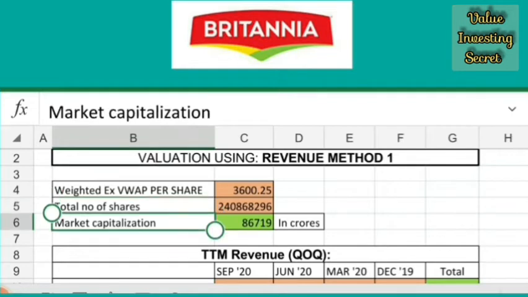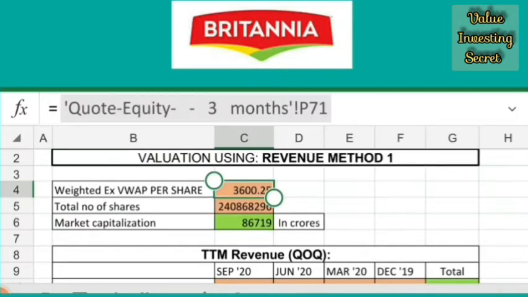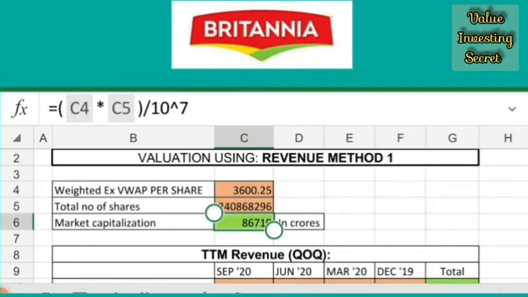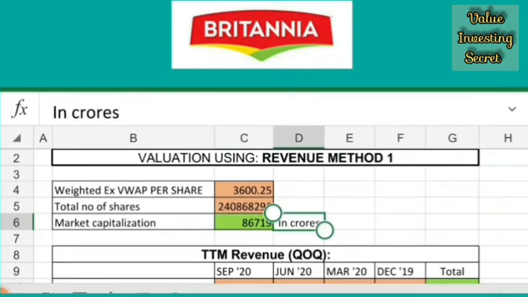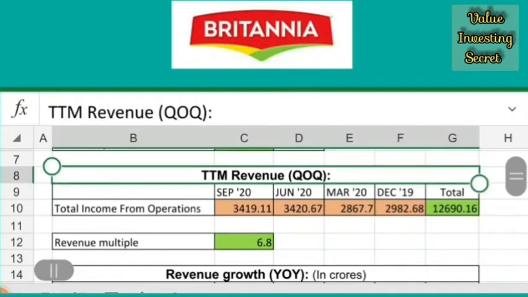Then we can calculate the market cap, that is the multiplication of XVWAP into the total number of shares. We will get the market cap. We can use the last traded share price of the company instead of XVWAP also, but when we consider the average price of 3 months or 6 months, it's better to do the calculation accurately.